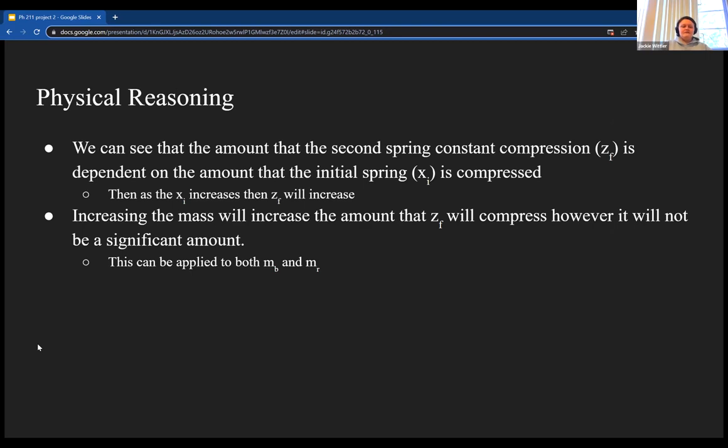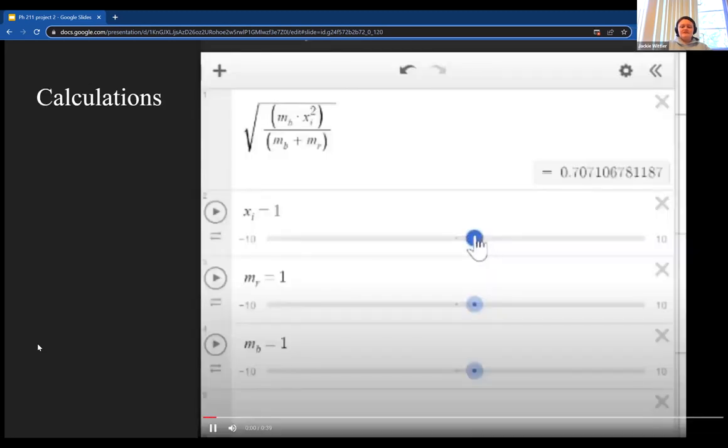With that, our physical reasoning conclusions were that the amount that the second spring is compressed is dependent on the amount that the initial spring is compressed. So if you increased xi, the initial amount that the spring is compressed, it would also increase CF, which is what we were calling the second spring compression. In addition, if you were to increase the mass of either block B or block R, the amount that the second spring CF would compress would also increase. And here we have a video that just shows that.